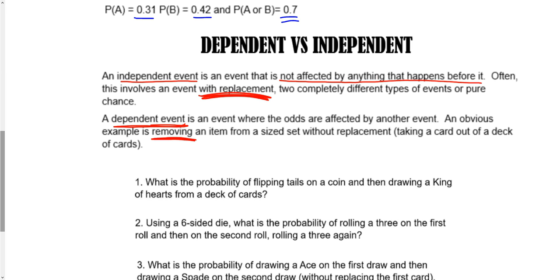Dependent is when you have a couple of events that are happening, or more than one event, and you're removing an item from the total. Anytime you keep it out, you're affecting the second probability. The other one, well, I guess it's the same kind of word, is without replacement. So you take the card out, and you leave it out, and then you try to pick another card. So dependent is when the second fraction is affected by the first fraction, by whatever we decided to do with that thing that we picked.